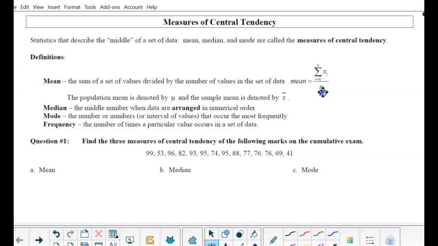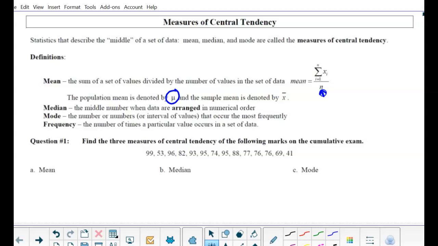Sometimes the mean is denoted with the Greek symbol mu. Mu really represents the average of a whole population, if you calculated that, and a sample mean is denoted by x with a bar over top. And that's really what we end up using in this class, because our calculator gives it. So the symbols are different, but the calculation is the same.